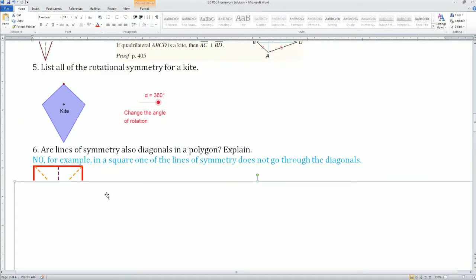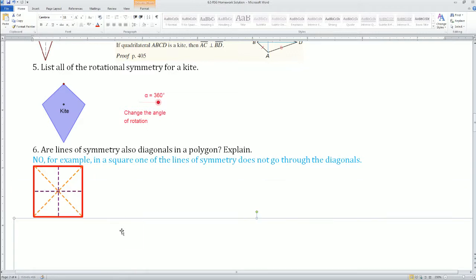Number 6, are lines of symmetry also diagonals in a polygon? No. Right, do you see here that the diagonals are the orange, which are not the same as the lines of symmetry, which is the purple and the orange, because a square has 4 lines of symmetry.